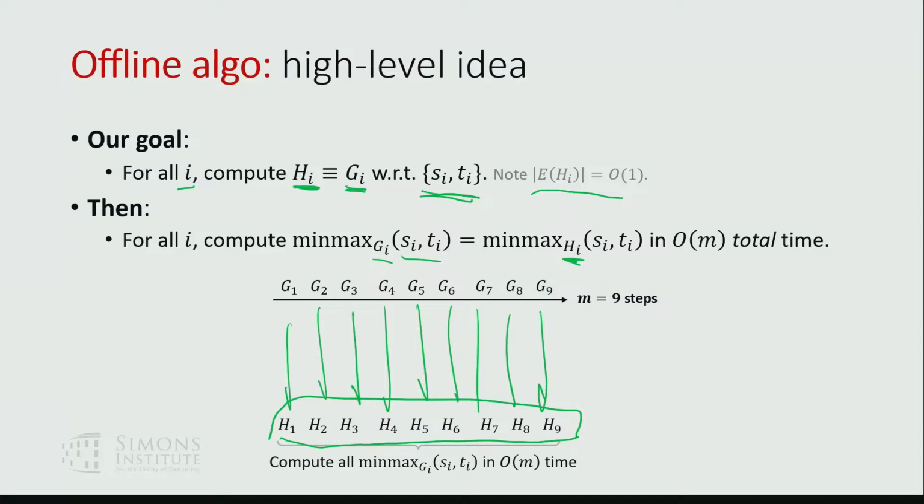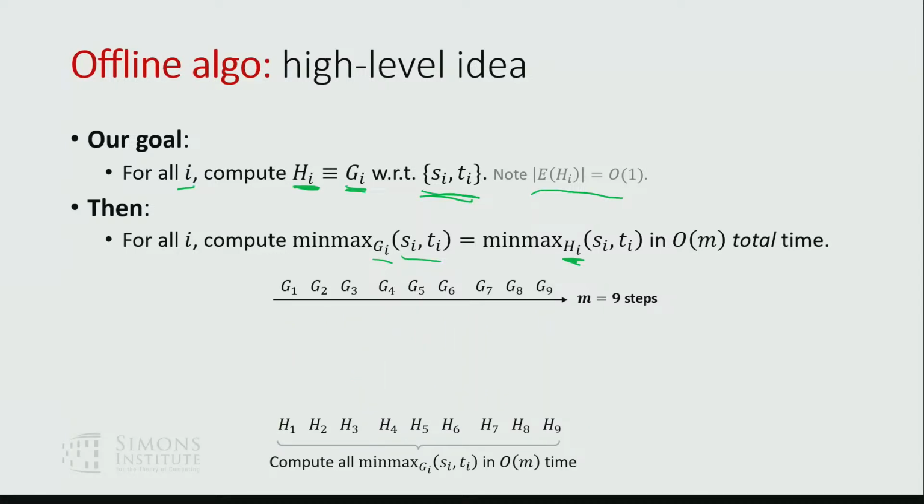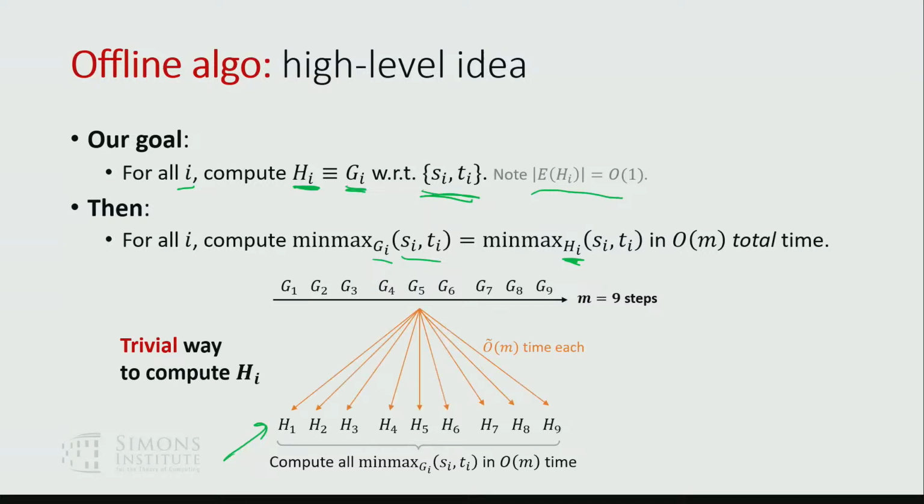So if you have computed h_i, you can compute all these things for all i in linear time. So this is indeed enough. But what is the way to compute the specifier? Well, the trivial way is to spend linear time to compute h_i for each i. That takes m squared time, which is not good.